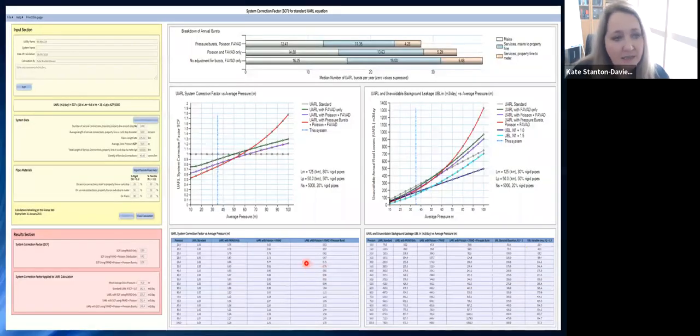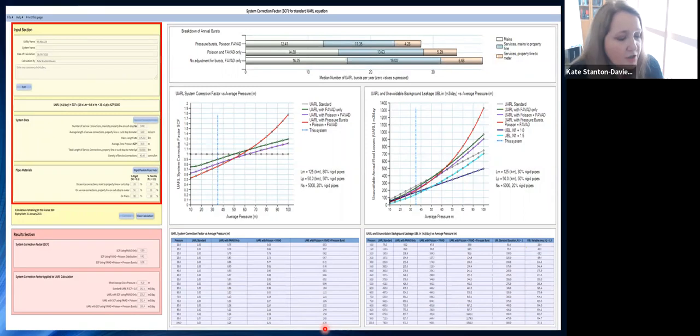And what you're basically going to see is this single screen, and it may seem a bit overwhelming at first, because there's a lot of information on here, but I'm just going to take you very briefly to show you the purpose of the different areas on the screen. First, in the top left-hand side of the screen, you'll see the input section, which we've just taken a look at. That's where you put your system data in and your pipe material percentage of rigid pipes in. The rest of the screen is dedicated to showing you different results from the calculation.